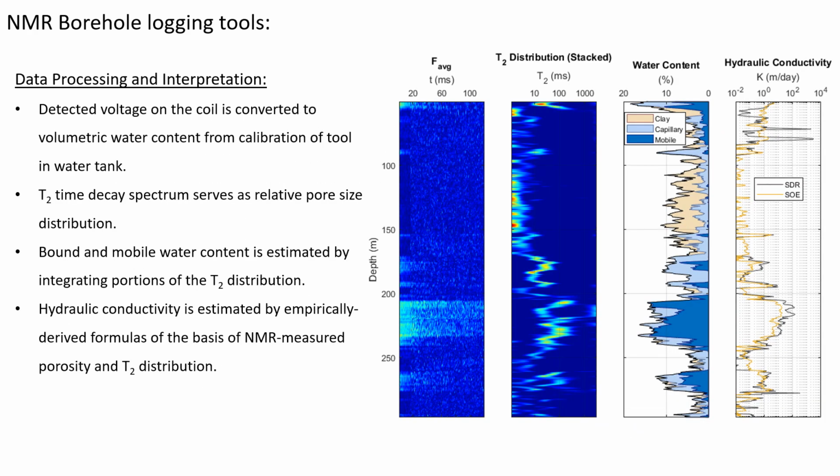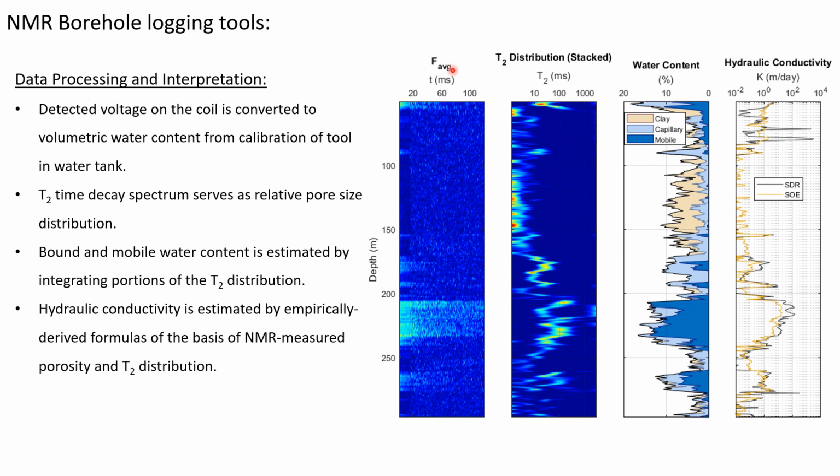Data processing and interpretation. The NMR signal is collected as a voltage on the detection coil. Before the NMR borehole logging tools are used in the field, they are calibrated in big tanks filled with bulk water to detect 100% water content. Once the tools are calibrated, they have a calibration file which is used in the field to detect the actual water content, the water signal, in the formation itself.